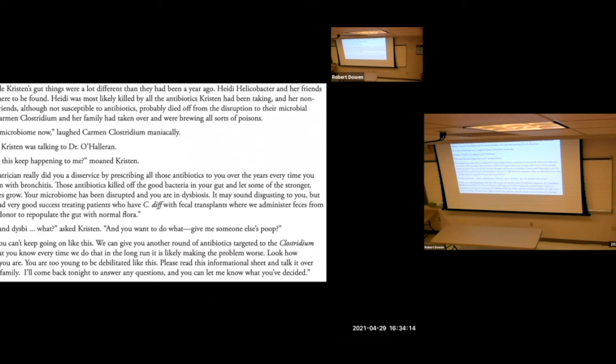Deep inside Kristen's gut, things were a lot different than they had been a year ago. Heidi Heliobacter and her friends were nowhere to be found. Heidi was most likely killed by all of the antibiotics Kristen had been taking, and her non-bacterial friends, although not susceptible to antibiotics, probably died off from the disruption of their microbial habitat. Clostridium and her friends had taken over and were brewing all sorts of poisons. "So it's a new microbiome now," laughed Carmen Crisilium menacingly.